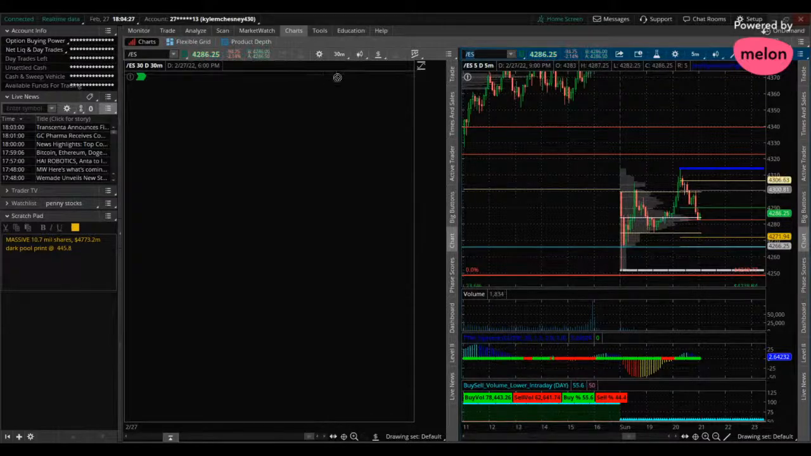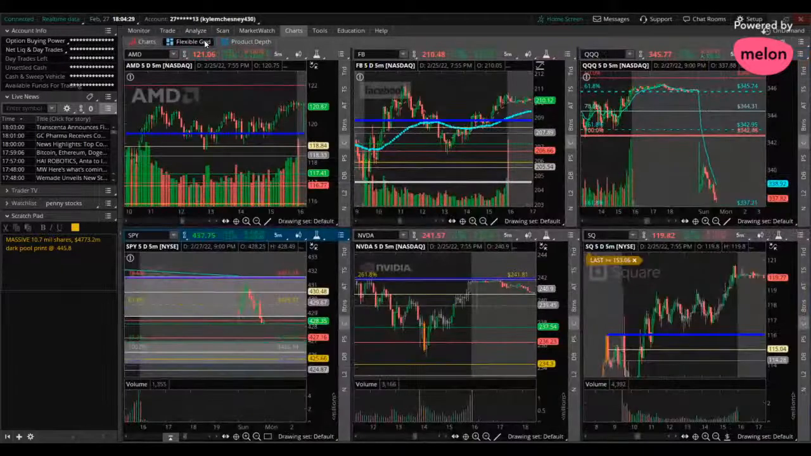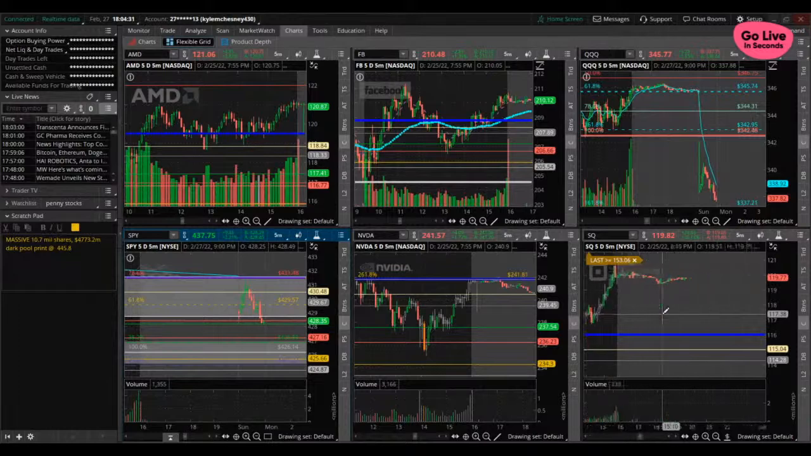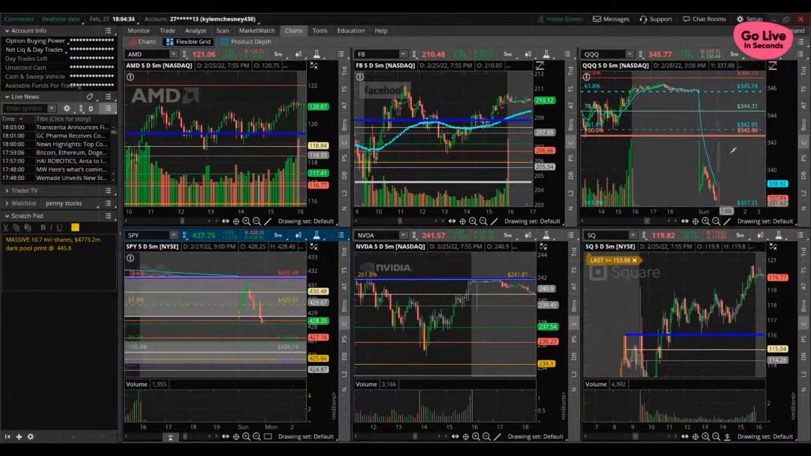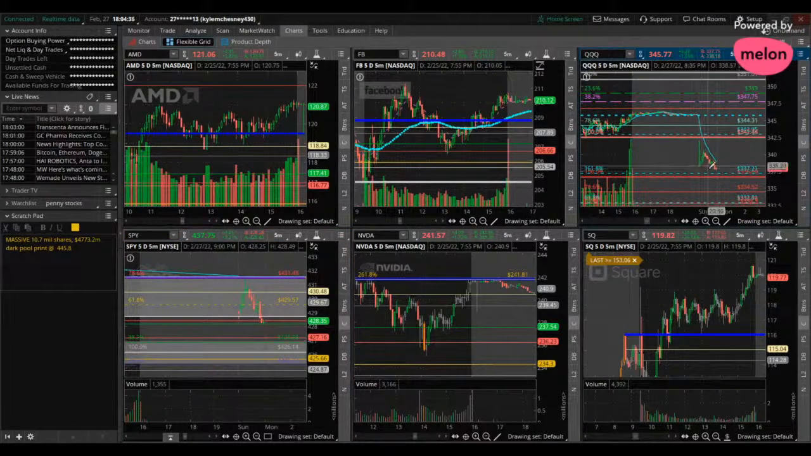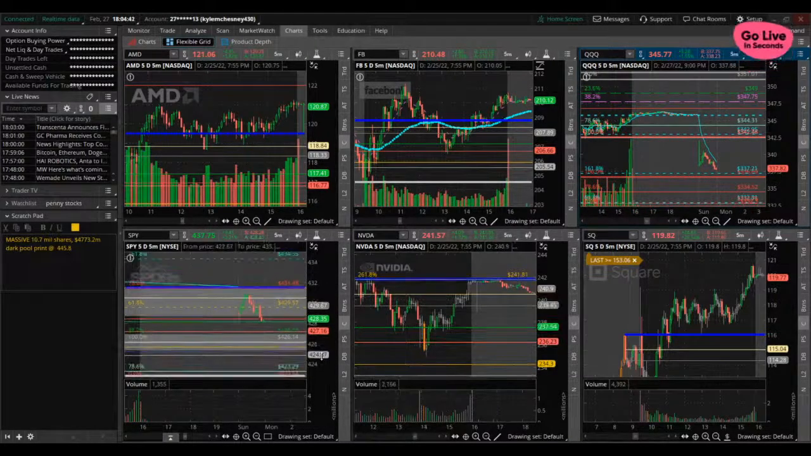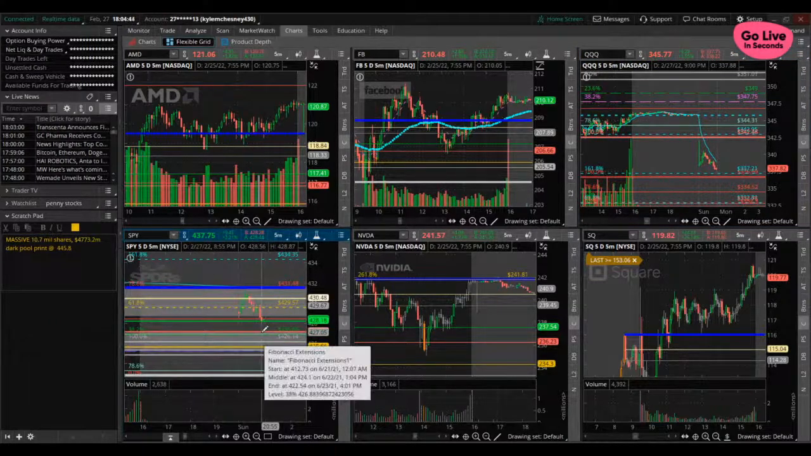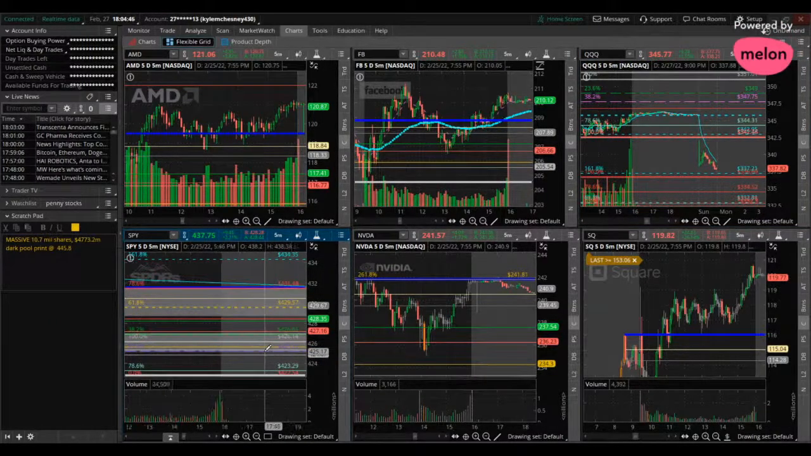Let me see if there's anything else that I want to talk about. Oh my God, QQQ retesting these levels down here. You can get a retest of 342. That'd be insane. And if SPY gets a retest of 427, of 425, that would be crazy.